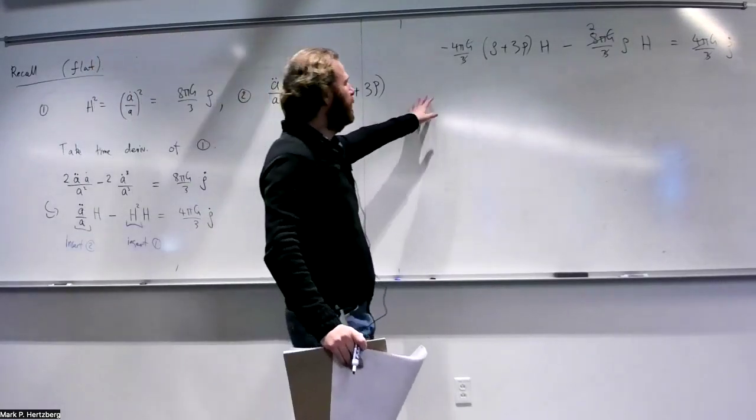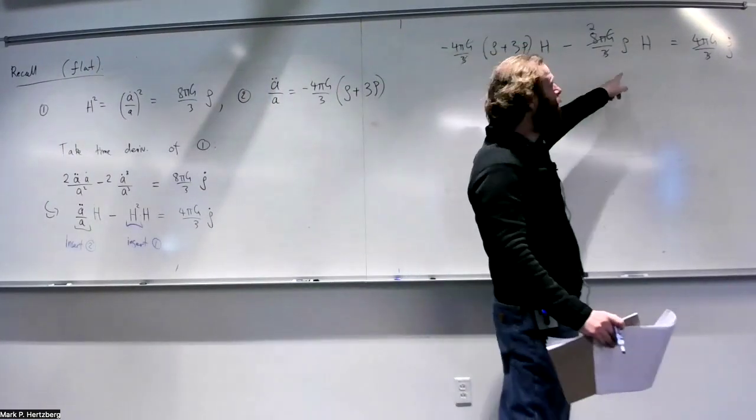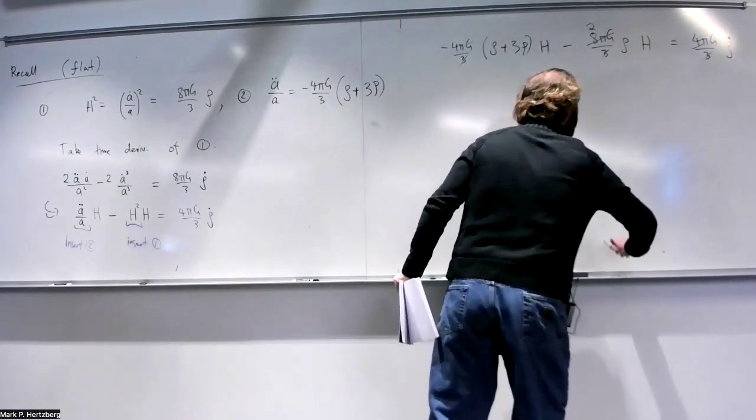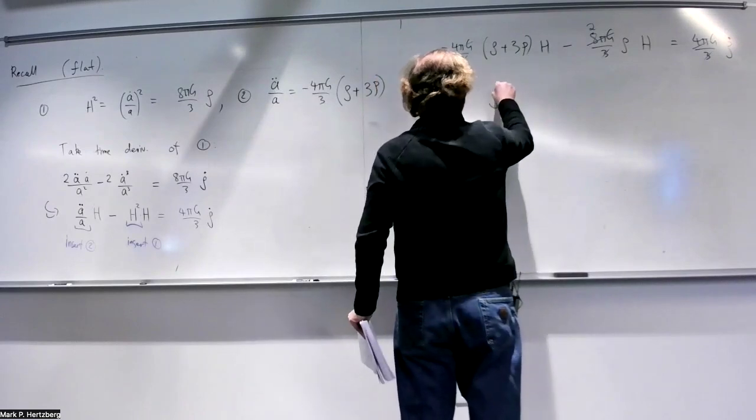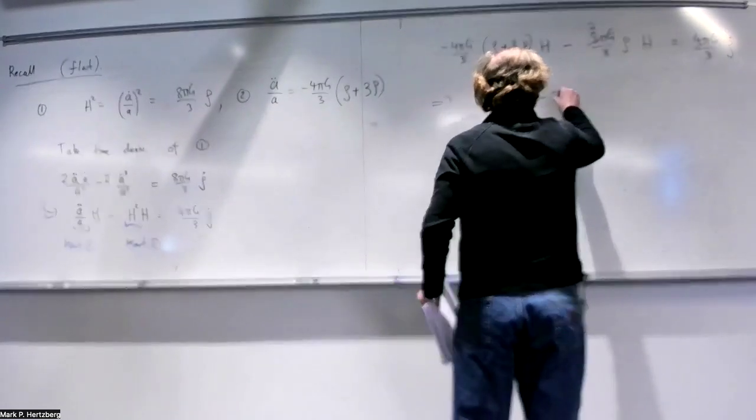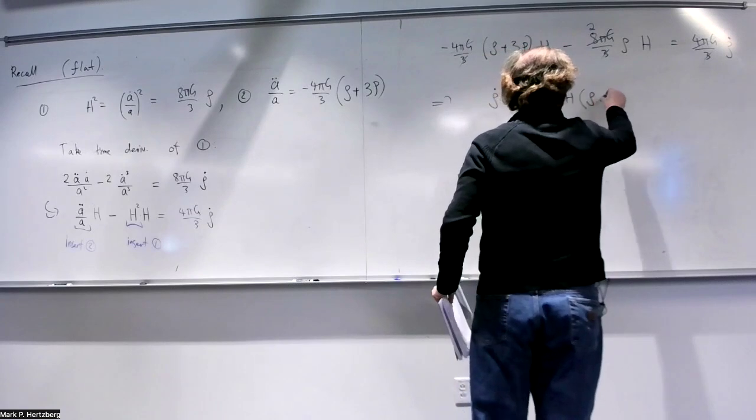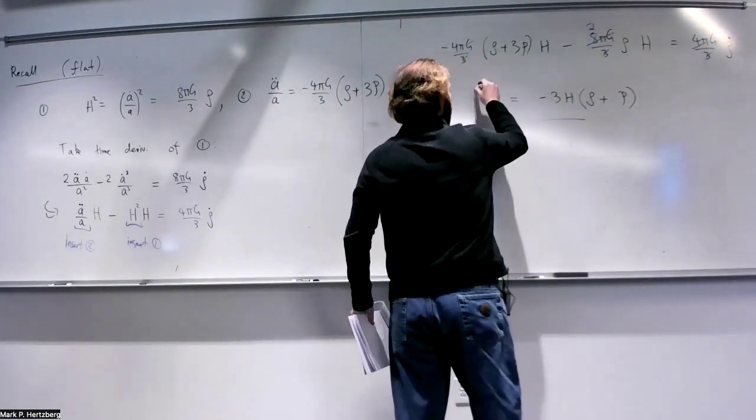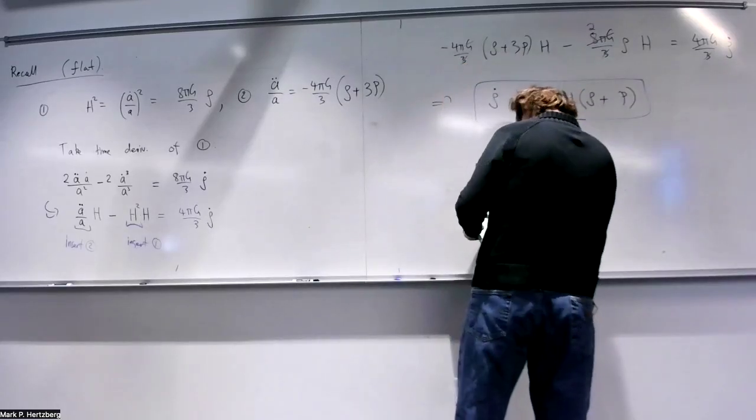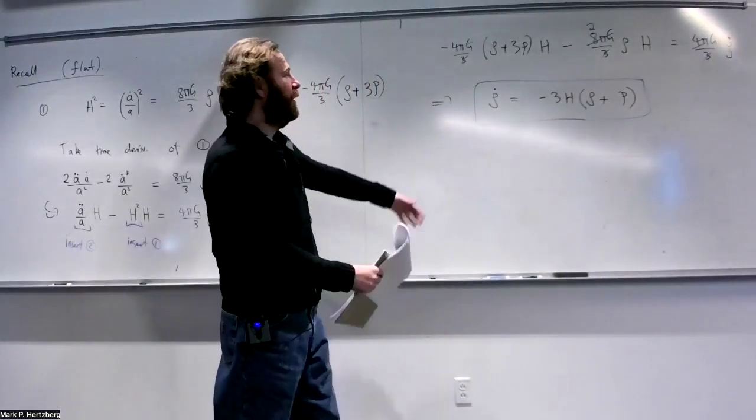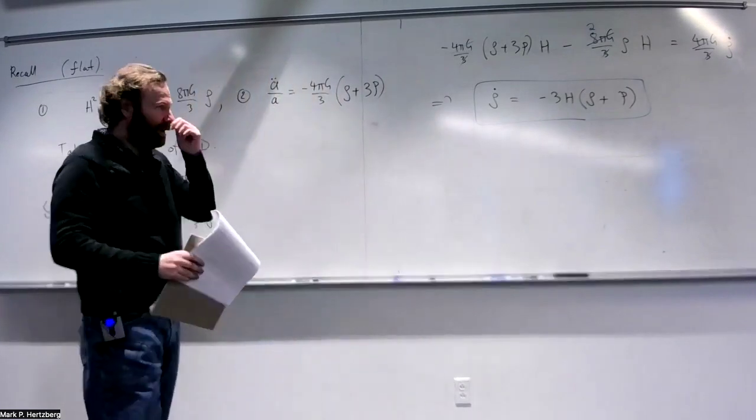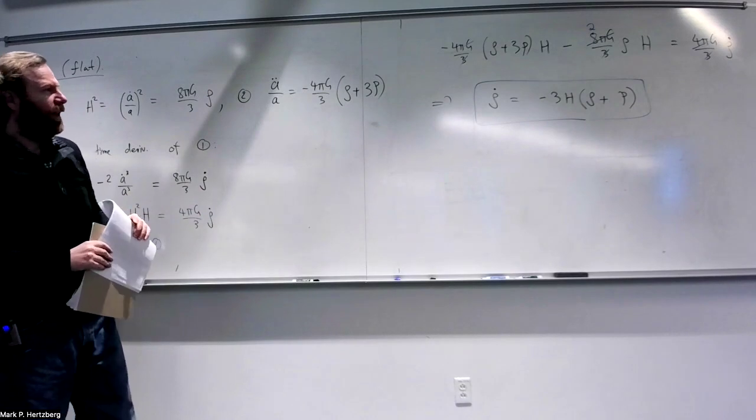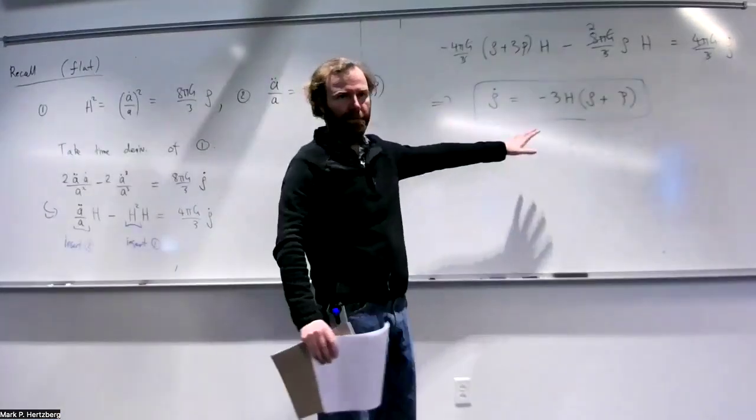And then on this side here, there's 2 terms that involve rho that you can combine, and then there's 1 term with a p. And so it's very simple to see that this collapses to rho dot is minus 3H times rho plus p. Check that last step of algebra if you wish. Well, you should. And so this tells us how the energy density evolves.